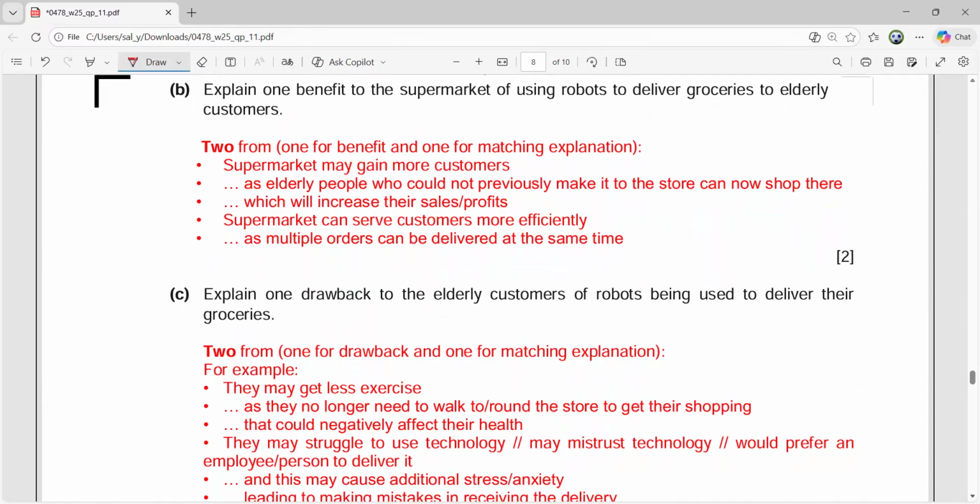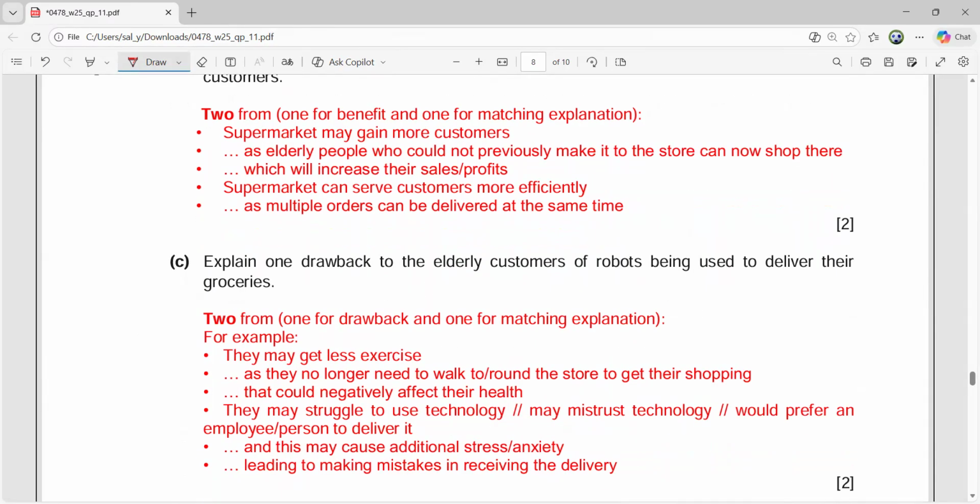So you can think, why is it so? For example, if elderly people move out of their homes, they meet some people, they move around, so they have some exercise. When they are at home, they have less exercise, as they no longer need to walk to the store and around the store to get their shopping done, and that could negatively affect their health. Another one can be they may struggle to use technology and may mistrust it, or would prefer an employee or a person to deliver it. And this may cause additional stress or anxiety, and it may lead to making mistakes in receiving the delivery.